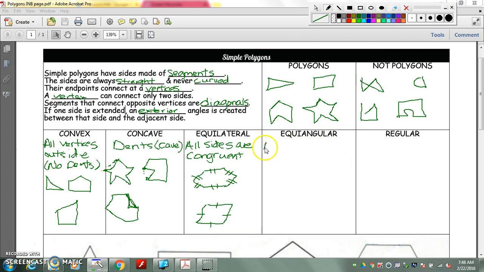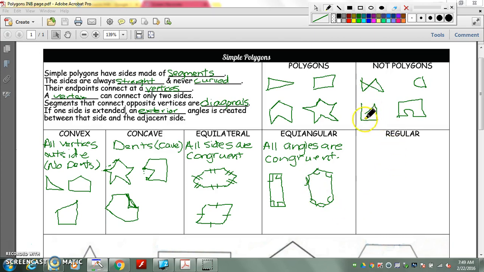Equiangular means all angles are congruent. All the angles are congruent. That could be like our rectangle, which we know has four right angles. And then we can have this hexagon shape, and all of these angles would be congruent.